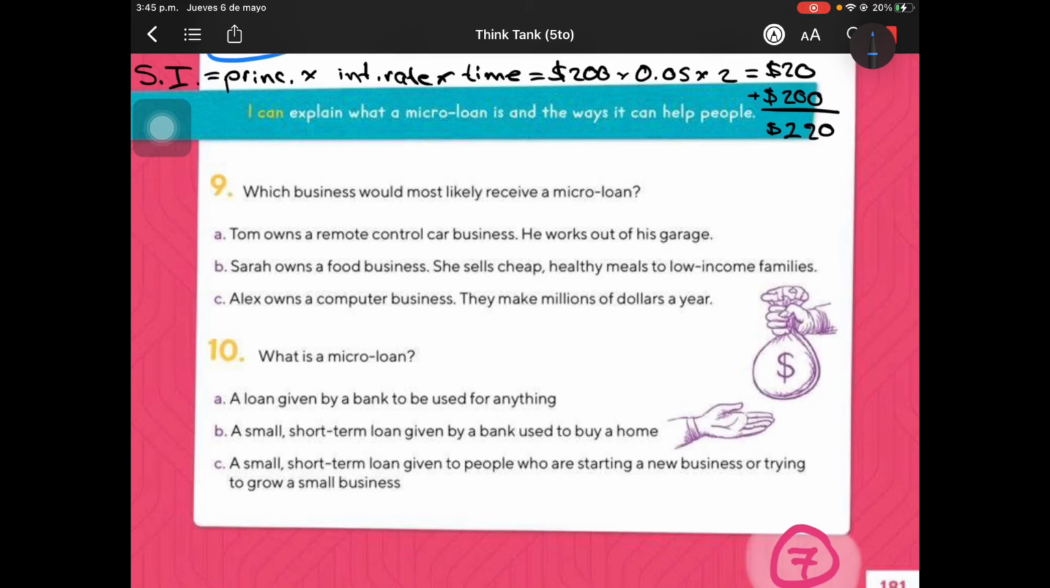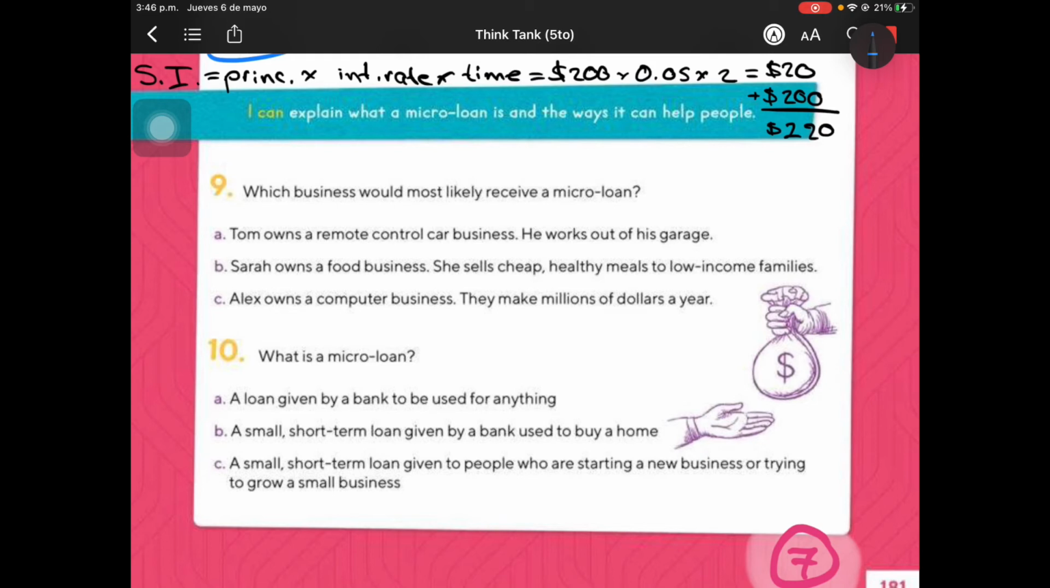So let's check on the options. Tom owns a remote control car business. He works out of his garage. Sarah owns a food business. She sells cheap, healthy meals to low-income families. Alex owns a computer business. They make millions of dollars a year.